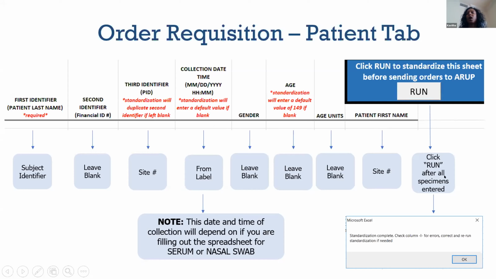When you hit the run, you might get this message. It just says standardization is complete. Check column I for errors, correct and rerun. It's standard that you're going to get that, so you can just hit OK. If at any time you do hit run and you get these red error messages, I've seen it happen if, for example, you put in a collection date that is in the future. So you just want to make sure you check. It'll highlight the row that's red, which is the error. So just make sure you don't have any red error messages.